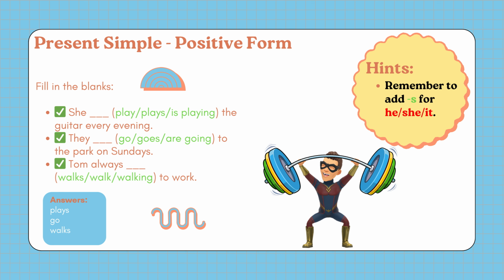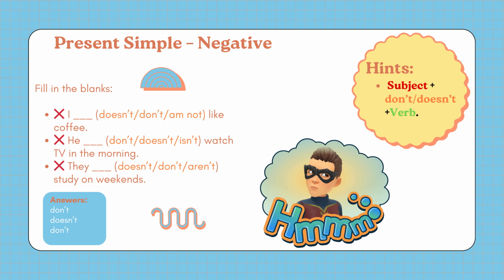Let's keep going. Now let's look at the present simple negative form, used to say what we don't do. Use this structure, subject plus don't or doesn't plus base verb. Let's try some. I like coffee. That's don't. I don't like coffee. He watches TV in the morning. Use doesn't. He doesn't watch TV. They study on weekends. It's don't. They don't study on weekends. Mastering this helps you speak clearly about habits you don't have.